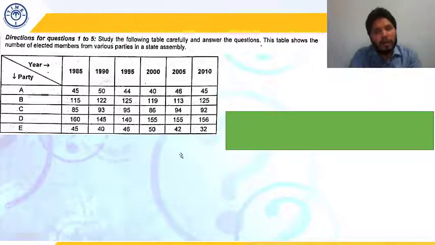So the data here is about the number of elected members from various parties in a state assembly. This is what the data is suggesting to us. Now let's move on to the questions. What are the questions associated with this data set? Let's look at question number 1.